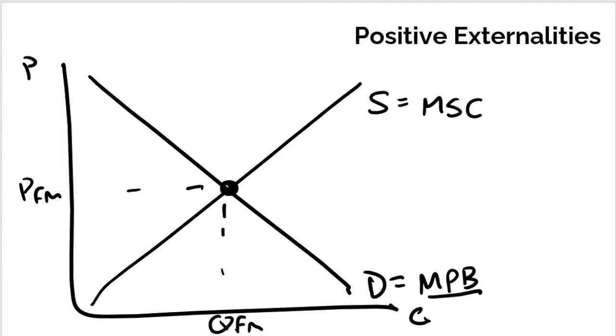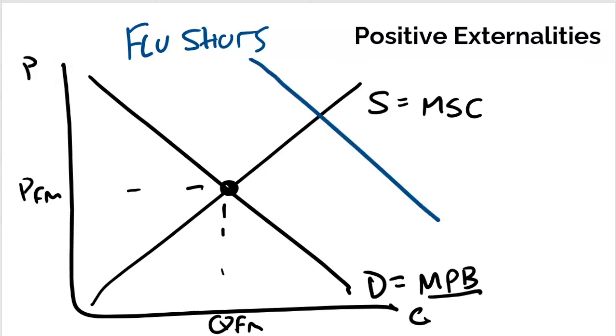And so what is our marginal social benefit curve going to look like when we take into account the external benefits of getting everyone a flu shot? Let's say that this is our graph for flu shots, right? So if we take into account the external benefits of getting a flu shot, what we are going to see is that our marginal social benefit curve is to the right of our marginal private benefit curve.